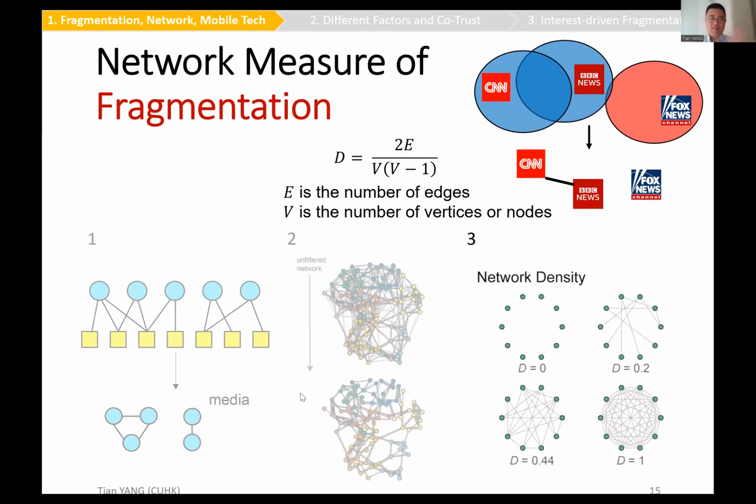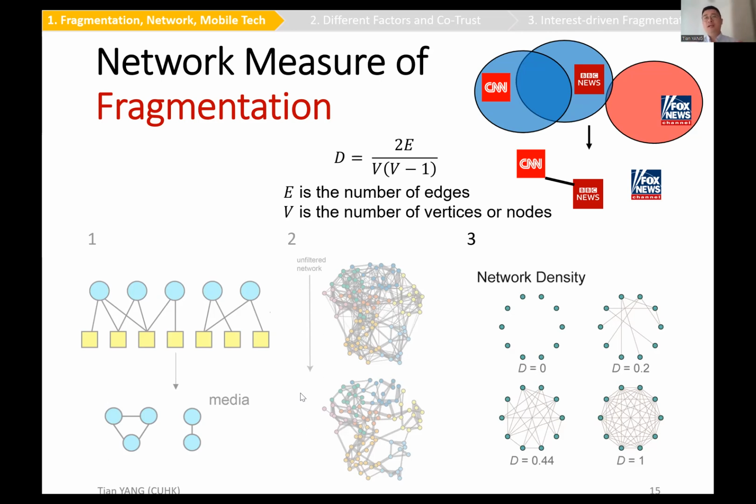Okay, we have finished the first two steps. Now we can borrow some network metrics to measure fragmentation. We employ network density, defined as the ratio of the number of observed edges to the number of possible edges given the size of the network. This metric ranges from 0 to 1, so it's a standardized metric. If all outlets have no significant audience overlap between them, as indicated in the upper left plot, the density value is 0, because there's no audience overlap between any outlets.